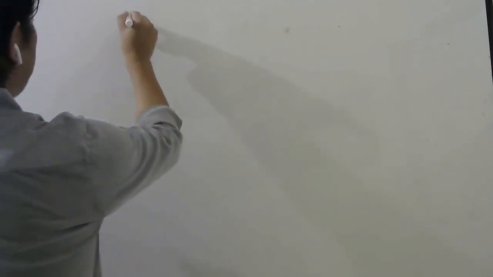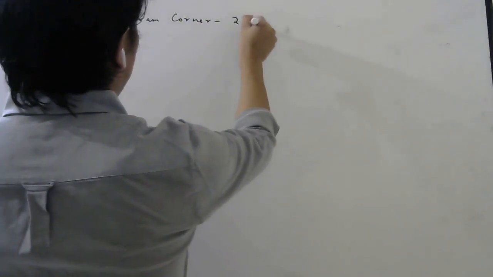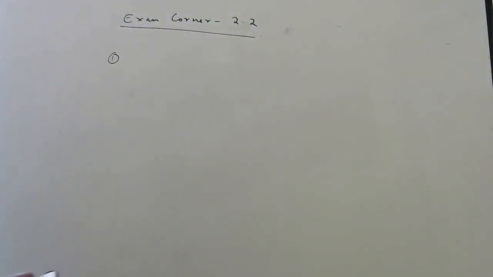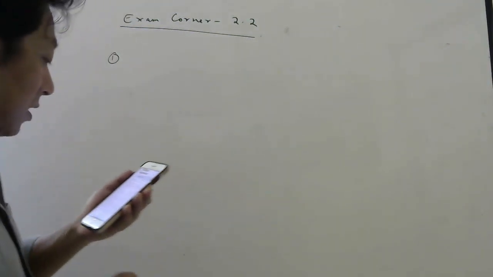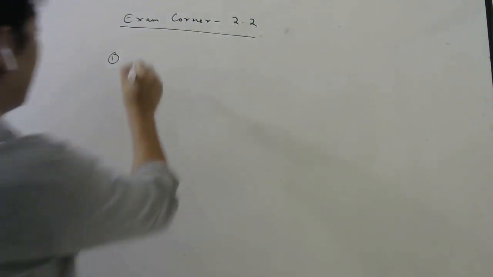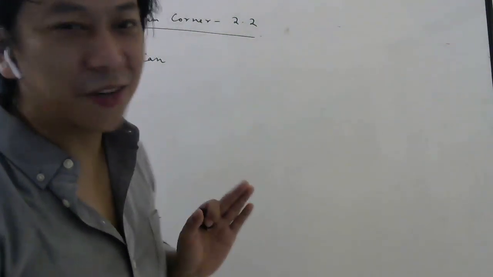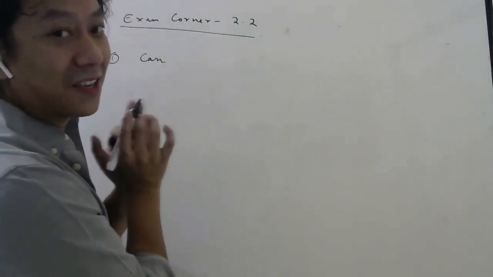See question number 1 from Exam Corner 2.2. This is a conceptual question, a 1 mark question. Can the potential function have a maximum or minimum in free space? Let me write it down. It's a very interesting question. You don't expect this question in the board exam, but you can expect it in entrance exams.